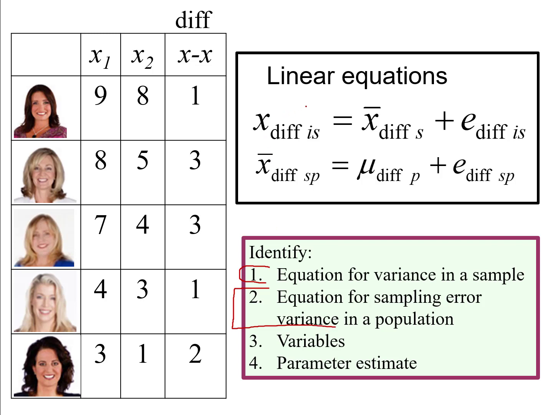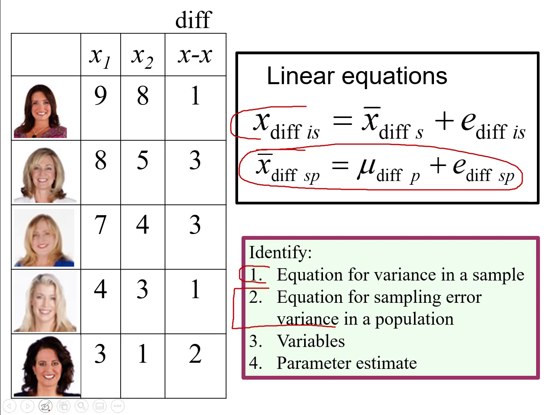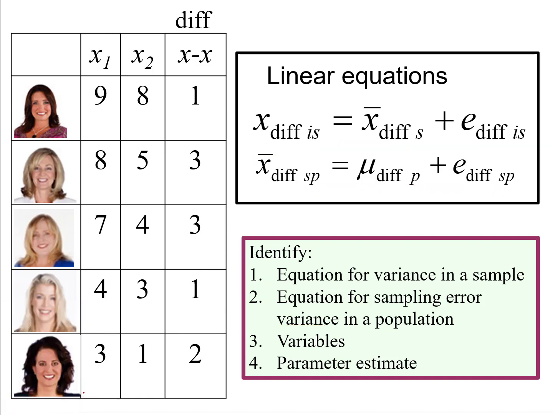So the top equation, that was the equation for variance in a sample, looking at how far different scores from individual cases deviate from the sample mean difference score. And the second equation, that was the equation for sampling error variance in a population, looking at the extent to which the parameter estimate for the difference score from our sample deviated from the true population parameter difference score in the entire population.